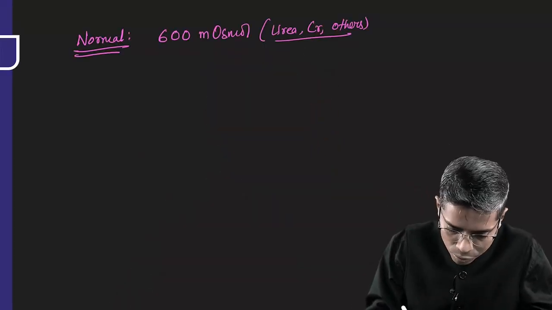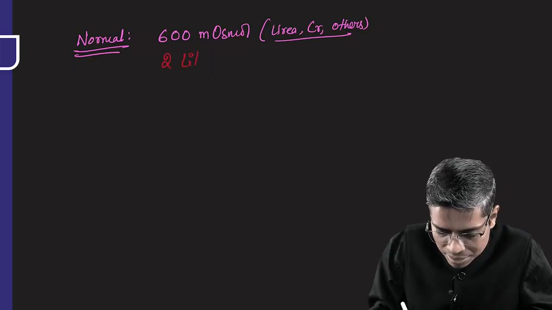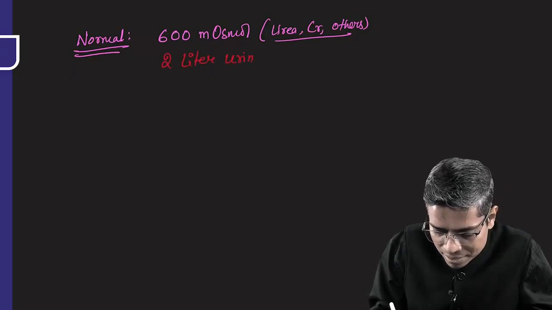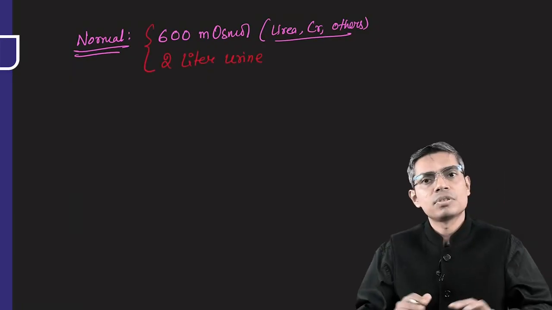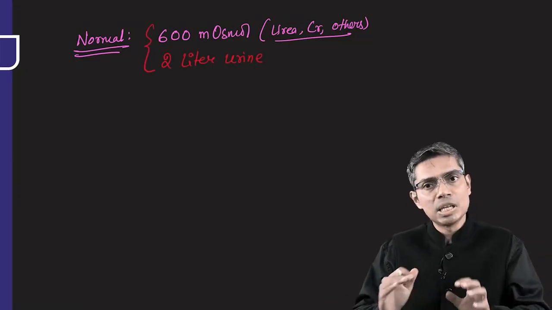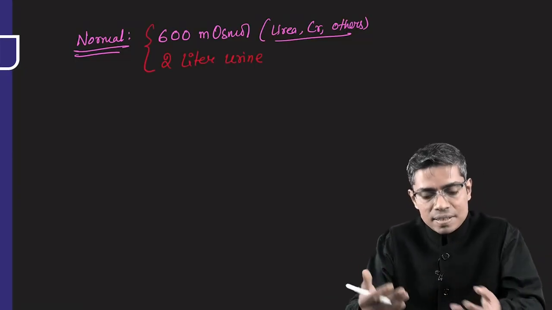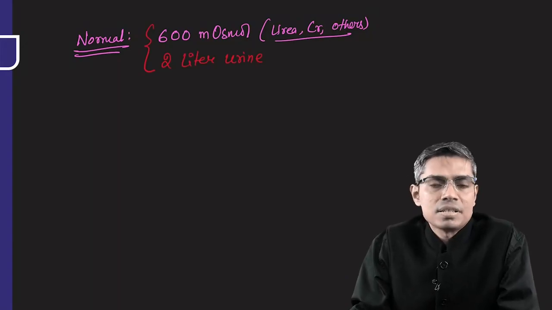Now suppose to excrete this, you require to excrete water also, because these substances have to be filtered and then excreted in the urine. So you have to excrete the water also. Suppose the total volume of urine, or the total volume of water, is 2 liters. So you are excreting 2 liters of urine to excrete this amount of solute from the body. 2 liters of water you are using to excrete the 600 milliosmoles of substances from the body.